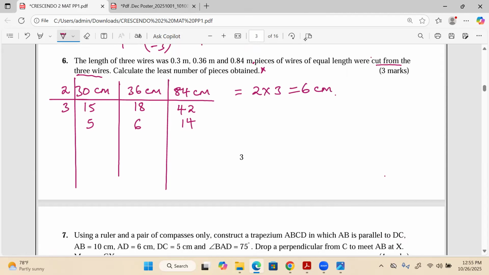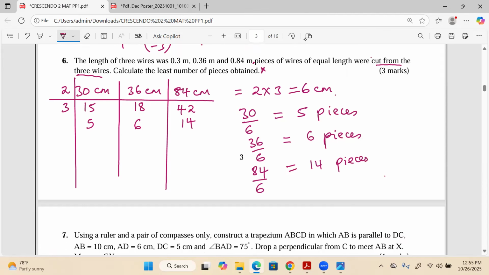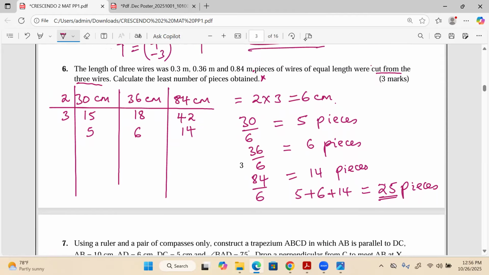So we're going to get 6 centimeters as the greatest piece that can be cut. So the pieces will be of 6 centimeters. From the 30 centimeter wire, we shall get 5 pieces. 36 using pieces of 6, we get 6 pieces. Then 84 divided by 6 is exactly 14 pieces. So we have 5 plus 6 plus 14 pieces. When we add 11 plus 14, we get 25 pieces. So we shall obtain 25 pieces from these particular wires.